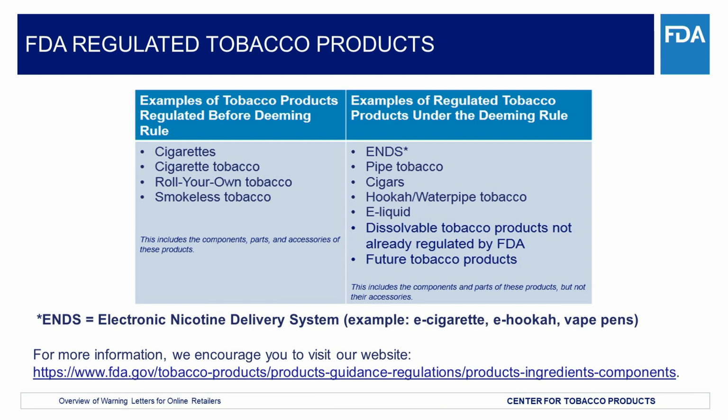As mentioned earlier, the Tobacco Control Act gave FDA immediate authority to regulate cigarettes, cigarette tobacco, roll-your-own tobacco, and smokeless tobacco. Following the deeming rule, some examples of deemed tobacco products include electronic nicotine delivery systems, or ENDS, including e-cigarettes, e-cigars, and vape pens, cigars, pipe tobacco, nicotine gels, water pipe or hookah, dissolvables not already under FDA's authority, future tobacco products. For more information, we encourage you to visit our website at the link on the slide.